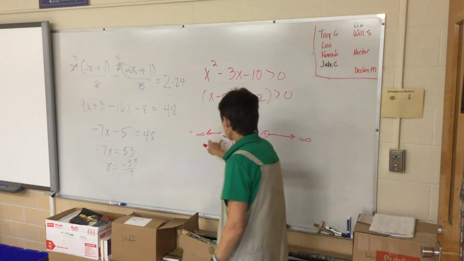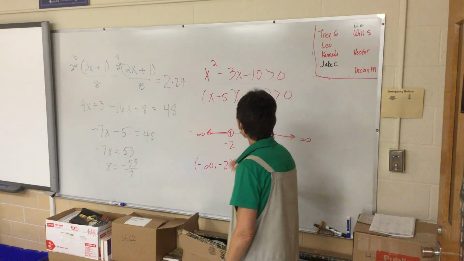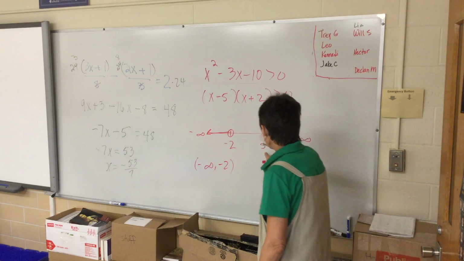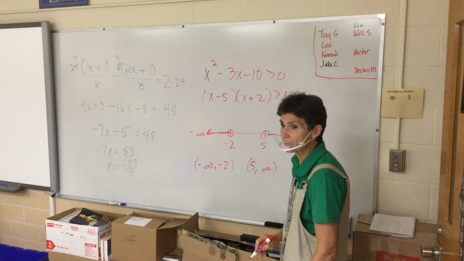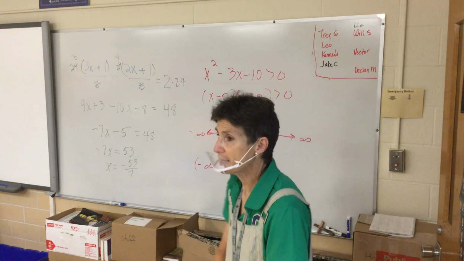So this answer would be -∞ to -2. And these dots are open, so I'm using parentheses. And this answer is 5 to +∞. And I put a union symbol in between them, and that's my answer.